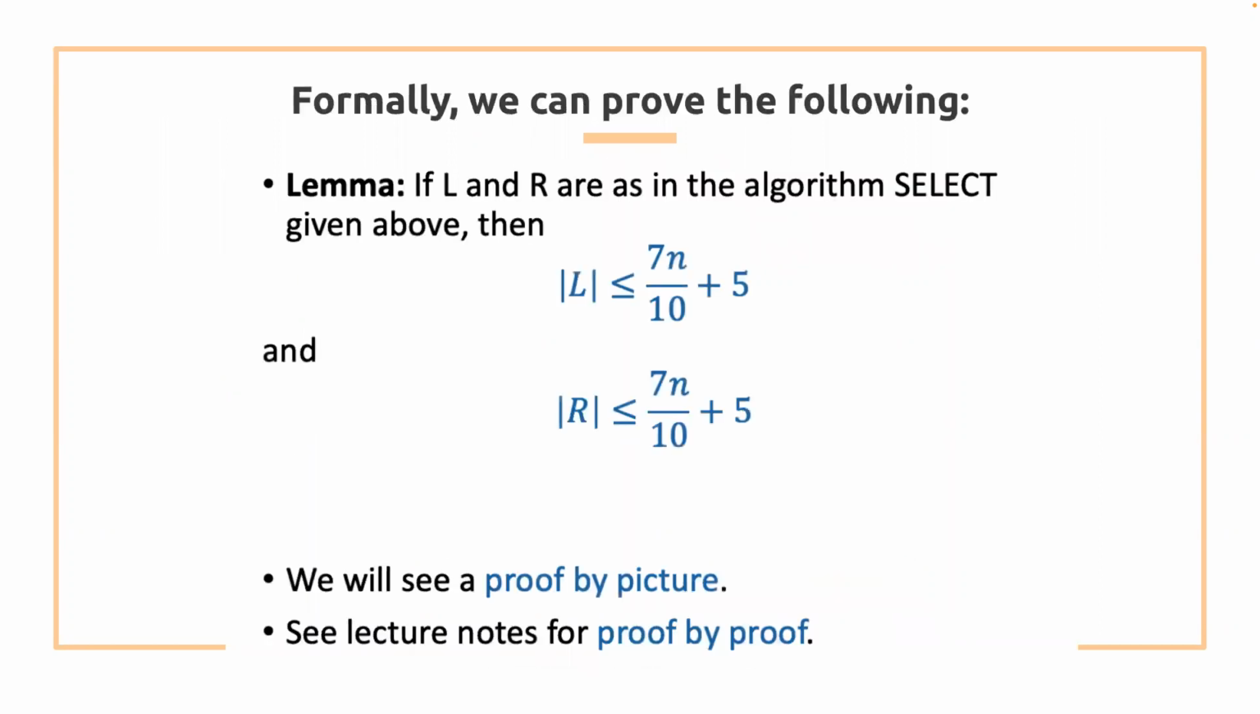But we can also prove it. We can show using logic and mathematics that the left side will be at most 7/10 plus 5, and that the right side will be at most 7/10 plus 5. Okay. In the lecture notes, there's a proof written out and talked about. In lecture today, we're going to cover a proof by picture.